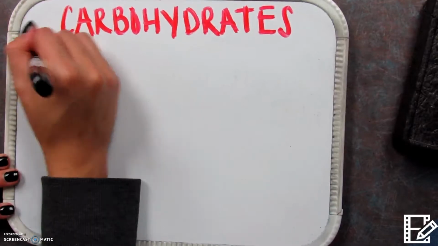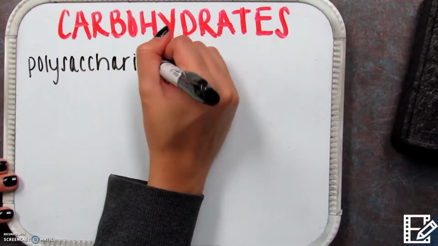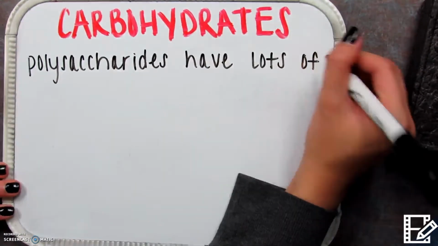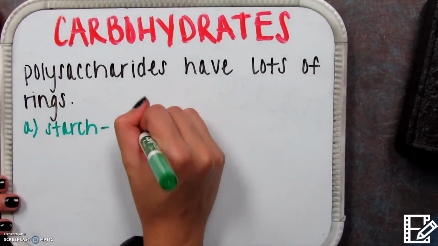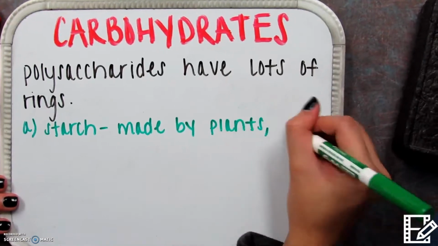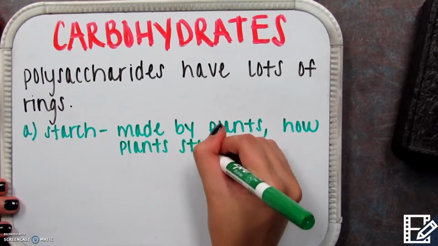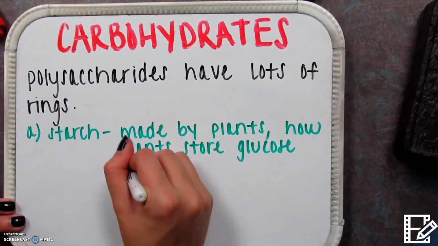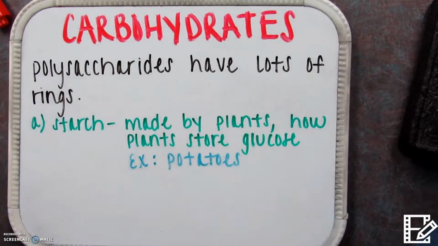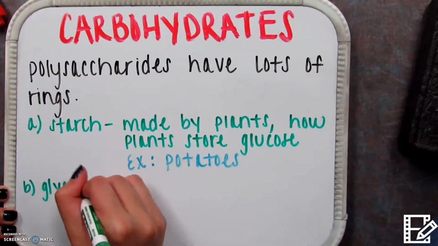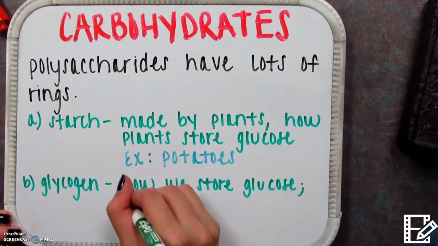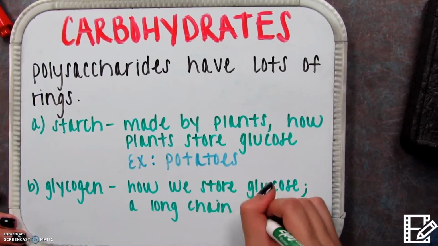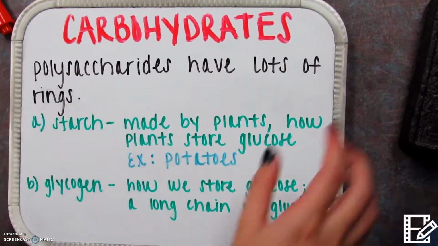Polysaccharides are lots of rings. They're polymers of simple sugars linked by dehydration synthesis. An example of this is potatoes, which are a type of polysaccharide, and it's the starch. Starch is made by plants, and this is how plants store glucose. Another type of polysaccharide is glycogen. It's how we store glucose, and it's a long chain of glucoses.